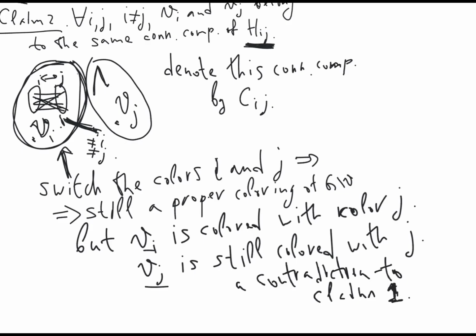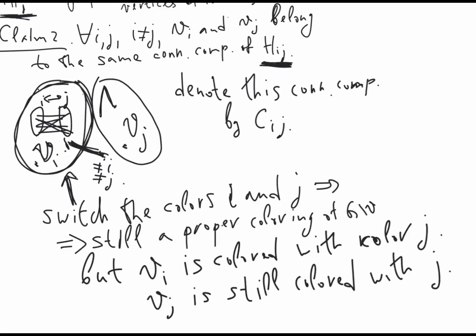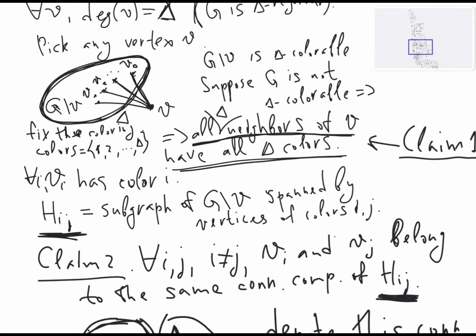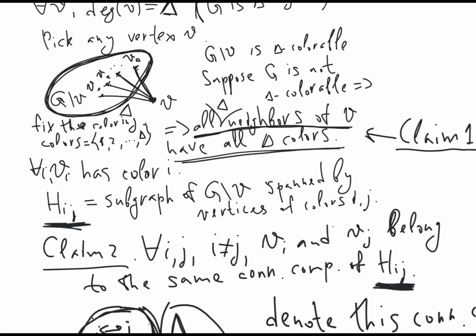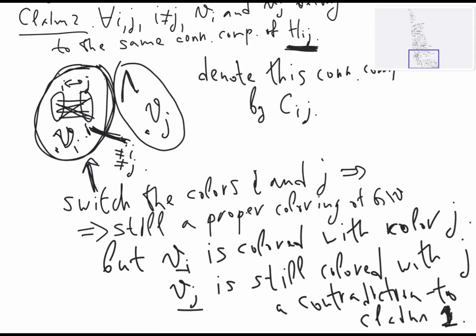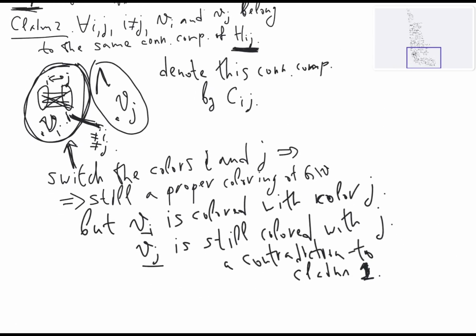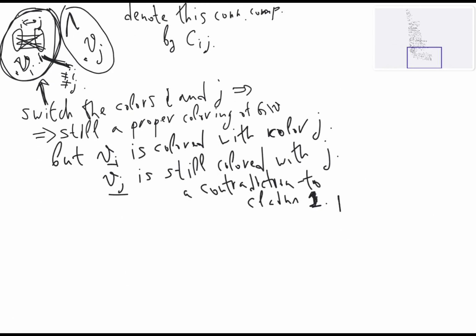Or another way would be just that this creates a free color for vertex V, and we are done with the induction, with the inductive step. So claim 2 now is proven. So this concludes the proof of claim 2.